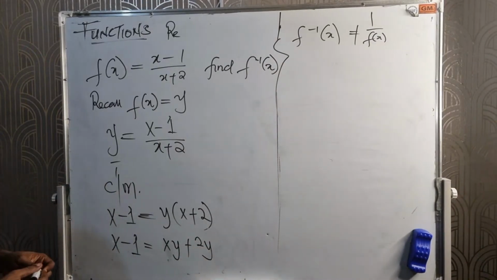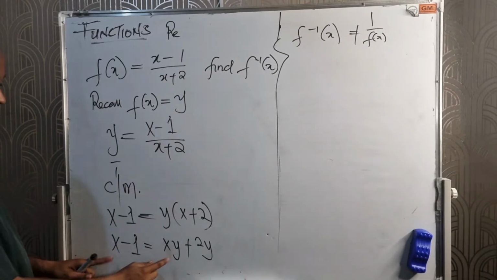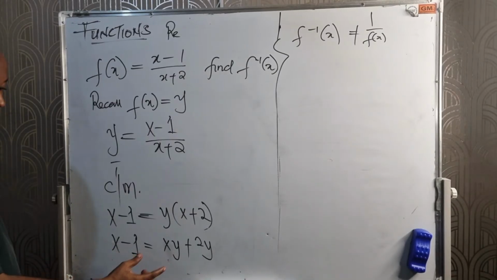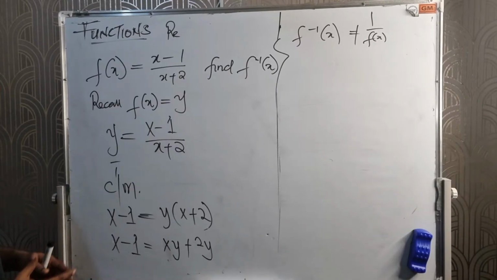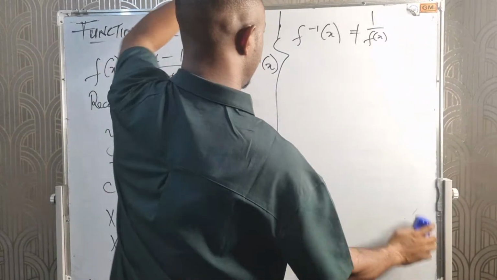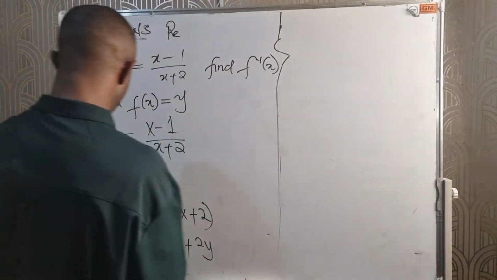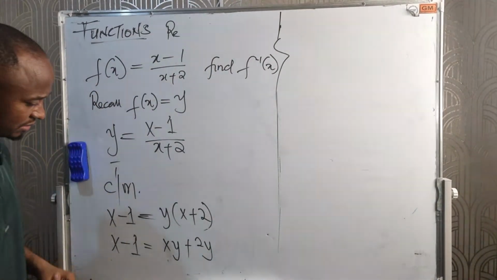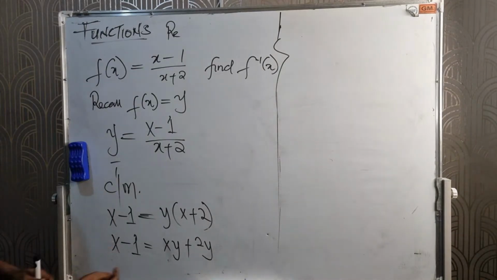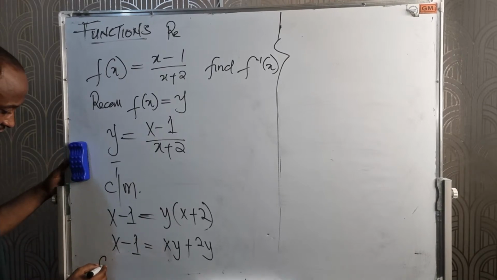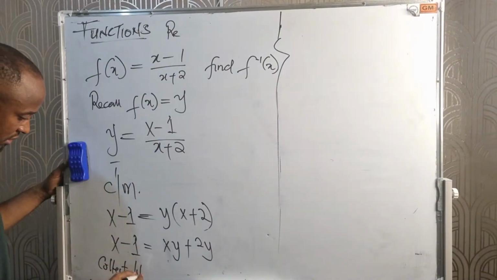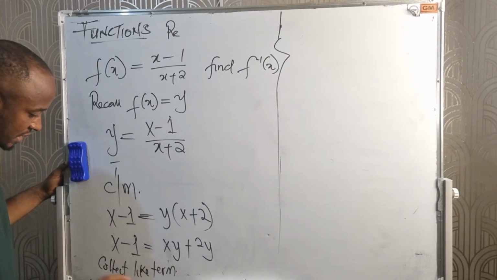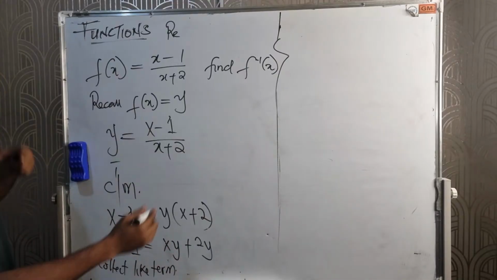Don't forget that our aim is to make x the subject of the formula. So I have my x here, and I also have x here. So these two become like terms. I'll collect like terms because we want to make x stand alone as the subject of the formula. So we have to bring all the terms that have x together. It means I'll move this to this side, then move that to the other side. Let's collect like terms. Here becomes x minus xy.